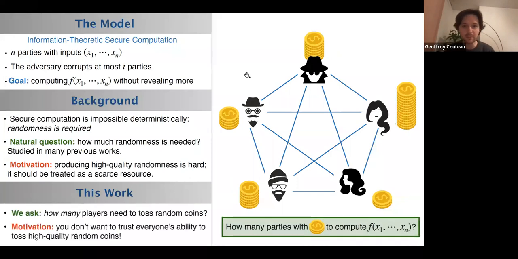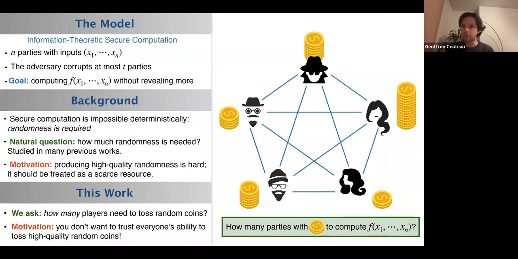In this work, we ask a different but related question, which to our knowledge was never asked in the past. What we ask is, what is the minimum number of parties in a protocol that need to have the ability to toss coins in order to be able to evaluate an arbitrary function f? So the motivation for this related question is slightly similar.